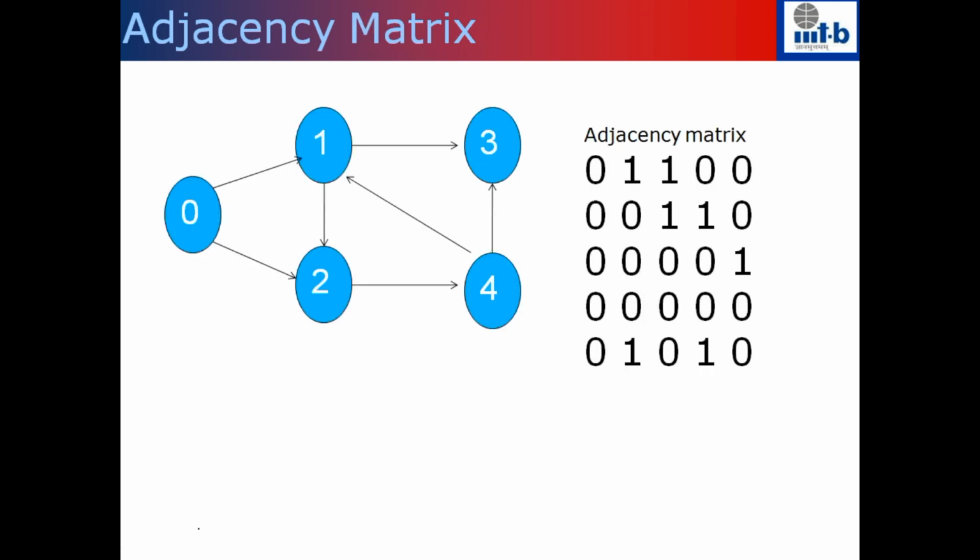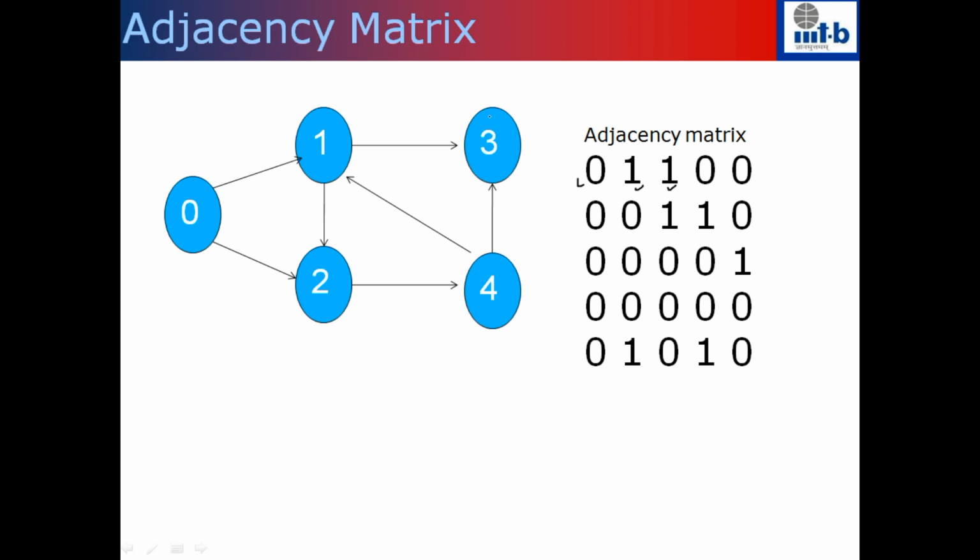Let's look at an example of a directed graph. So this is an n cross n matrix. Let's say the 0 comma 1 entry is 1, indicating that there is an edge from 0 to 1. And from 0 to 2 also there is an edge, so 0 comma 2 is also 1. From 0 to 3 there is no edge, so this is 0, where 0 indicates false and 1 indicates true. From 0 to 4 also there is no edge, so 0 comma 4 is 0.